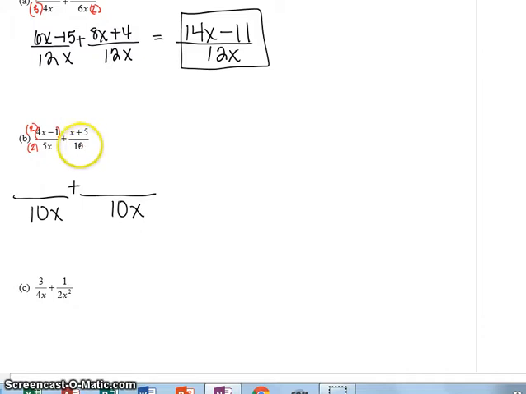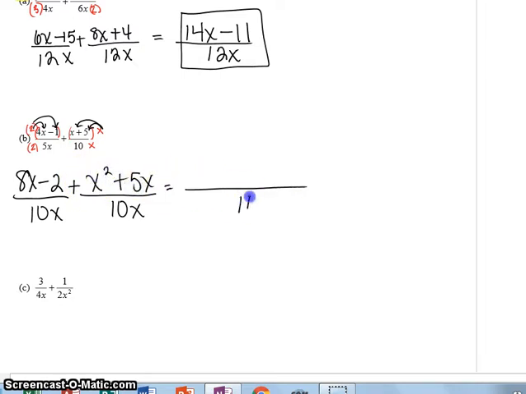In the second fraction, 10 has to go to 10x, so you have to multiply the top and the bottom by an x. Okay? Don't forget, in both cases, guys, we are distributing here. So I'm going to get 8x minus 2 for the first fraction. And then x times x is x squared plus 5x.